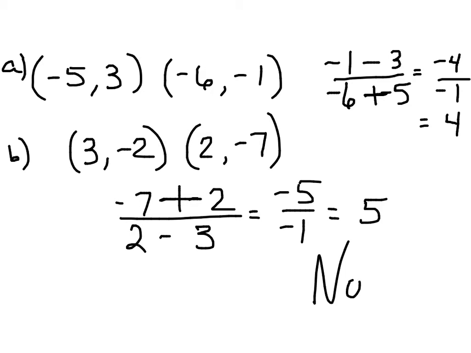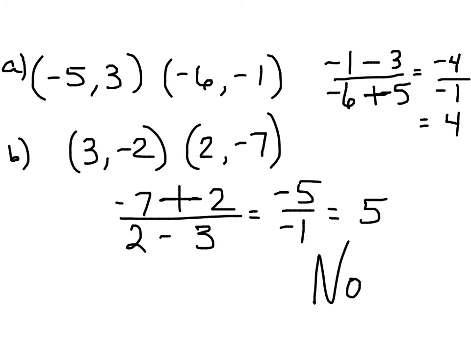No. If they were parallel, they should have been the same numbers. Since they are not the same, the lines are not parallel. Does that make sense? So you have to find the slope, and then you look at the numbers. If they're exactly the same, you'd write a yes. If they're not the same, you write a no.